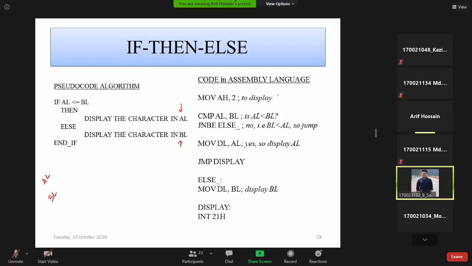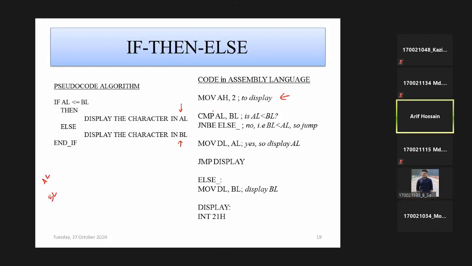Okay. So move H2 is simple for preparing to display. Now you are comparing AL and BL, so basically you are executing AL minus BL. Now you are saying jump if not below or equal. Not below or equal, meaning what? Meaning AL should be greater. Yeah, exactly. AL should be greater.